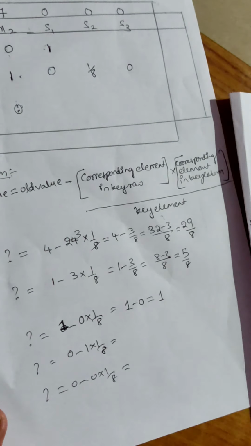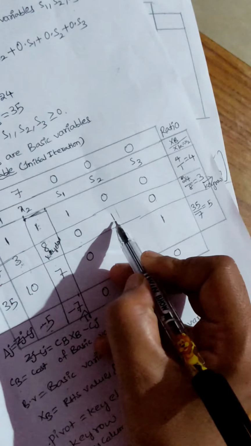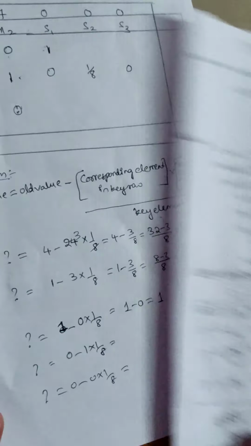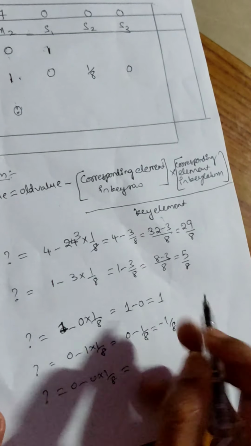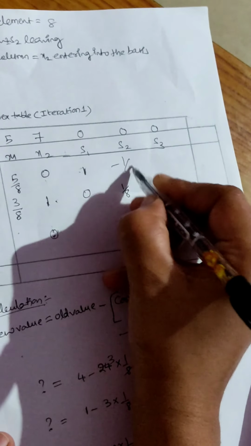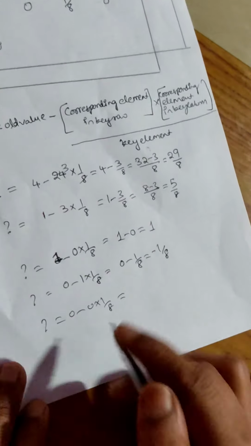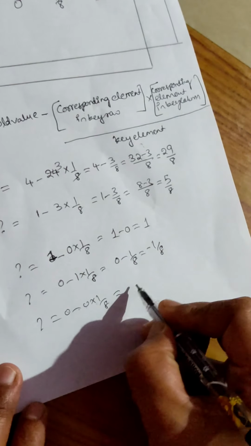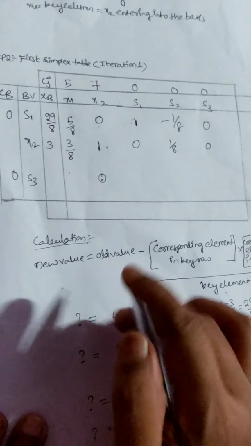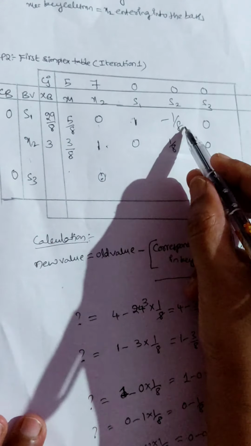Next, this is 0 minus 1 into 1 by 8, 0 minus 1 by 8, that is minus 1 by 8. Next, 0 minus 0 into 1 by 8, that is 0 minus 0 is 0. Here write 0. So this S1 row is completed.